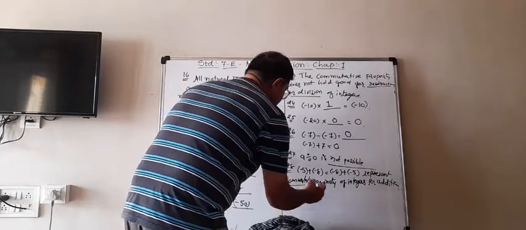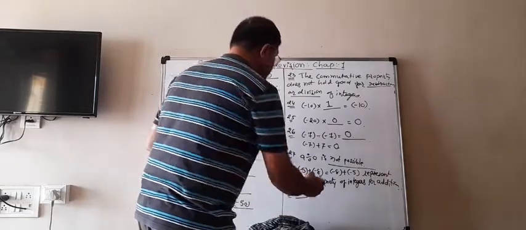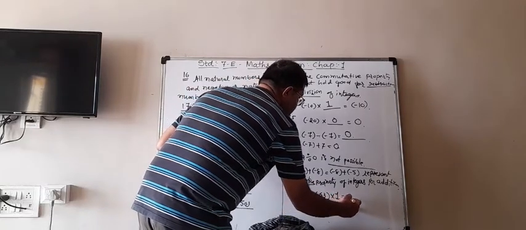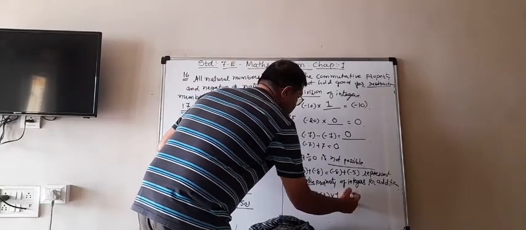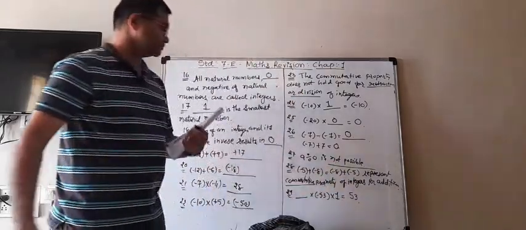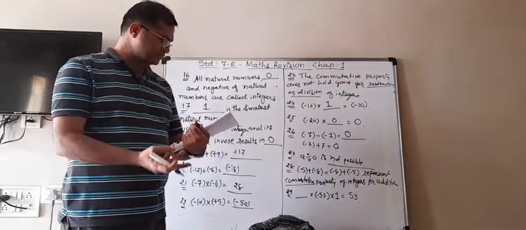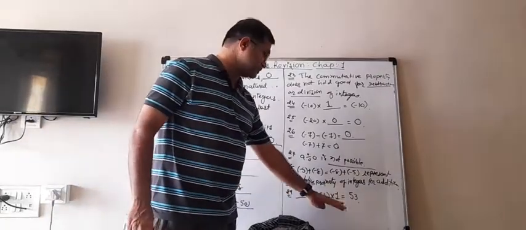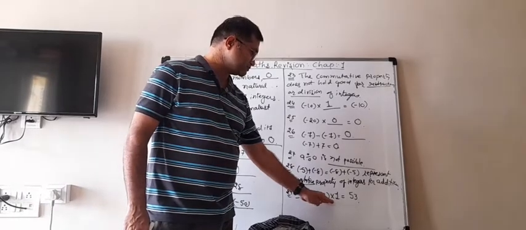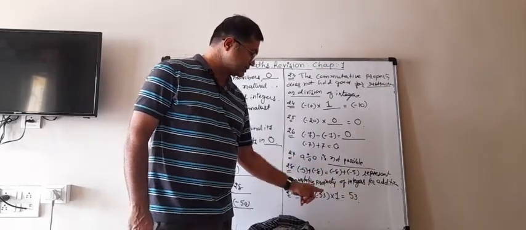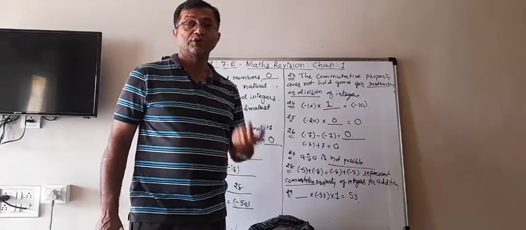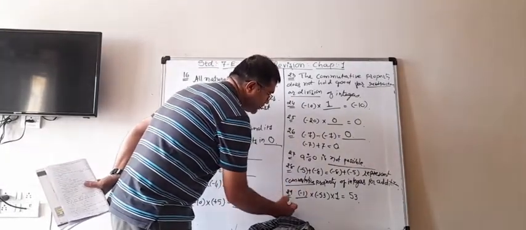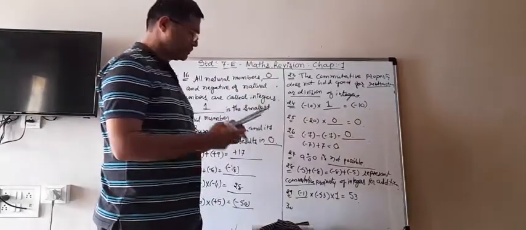Dash multiplied by minus 53 multiplied by 1 is equal to 53. So we know that minus 53 multiplied by 1 is minus 53 itself. But the answer is 53. It means that negative will be positive. So the answer will be minus 1.